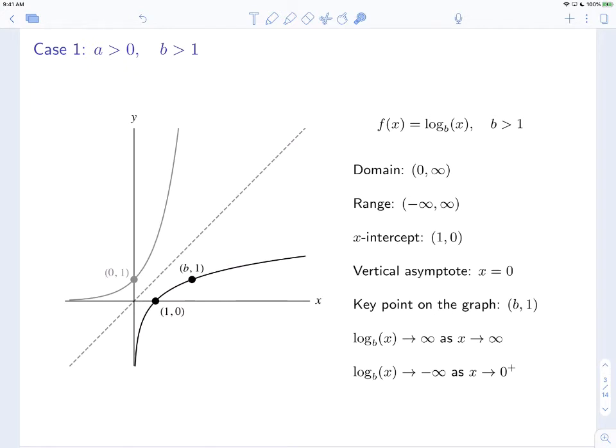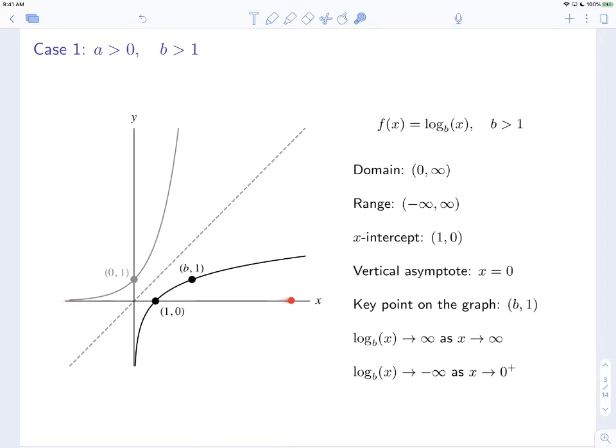The logarithmic function has the vertical asymptote x equals 0 because the exponential function has the horizontal asymptote y equals 0. The x-axis is a horizontal asymptote for the exponential function. As you can see, as you move to the left, the curve gets really close to the x-axis. That's because the exponential function goes to 0 as x goes to negative infinity. So we have this horizontal asymptote for the exponential.